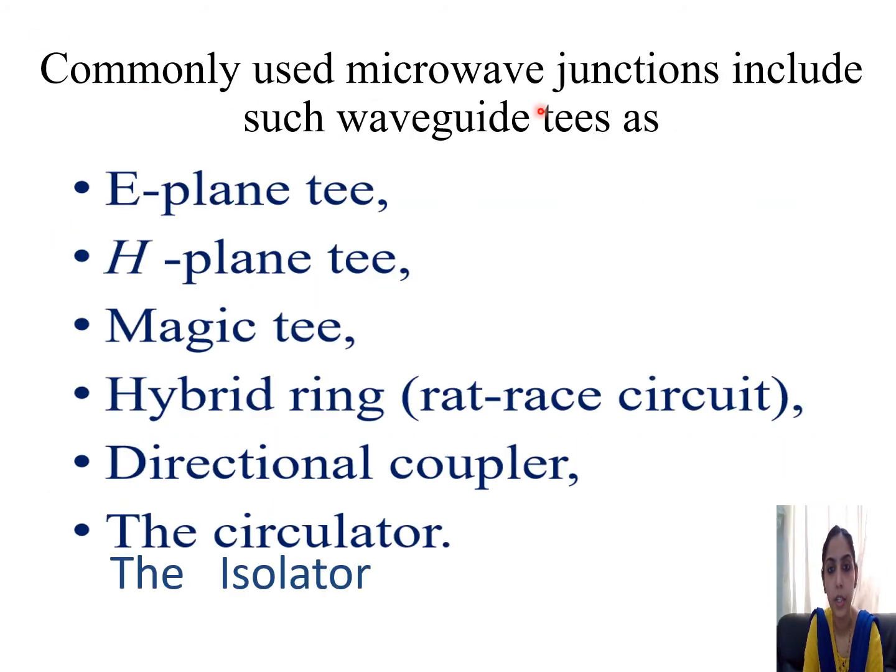So these are the commonly used microwave junctions. It includes waveguide T. These are all examples of microwave components which we are using. These are all hybrid components. Commonly used microwave junctions are the E-plane T, H-plane T, magic T, hybrid ring also called the rat race circuit, directional coupler, the circulator, and the isolator. So in this module, we have to learn about all these microwave junctions one by one. We will be discussing each of them in detail.